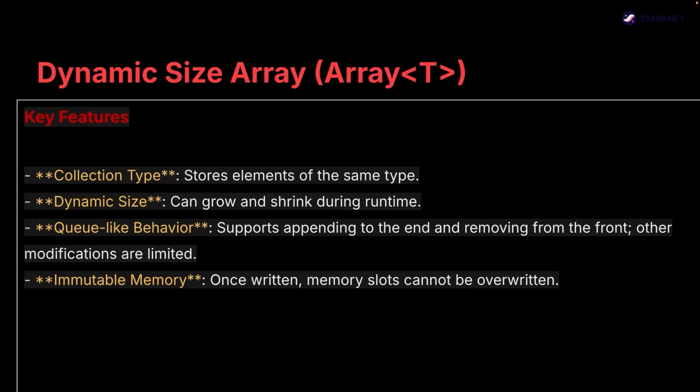So it's a collection type to store elements of the same type. It can grow and shrink during runtime. You know, a fixed array cannot actually grow or shrink during runtime, right? Because it is fixed. It has a queue-like behavior. It supports appending to the end and then removing from the front. Once written, a memory slot cannot be overwritten.